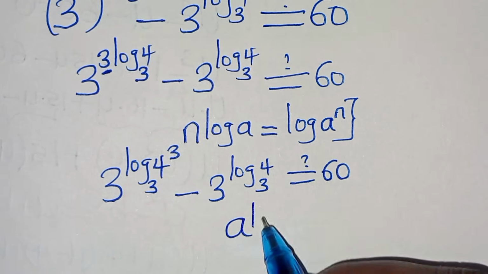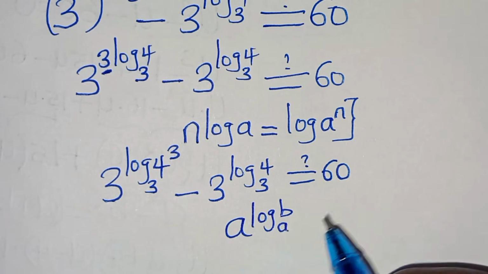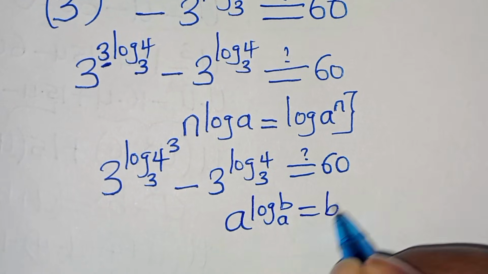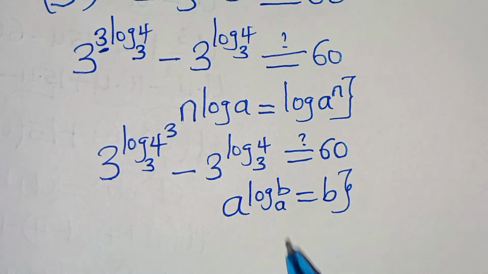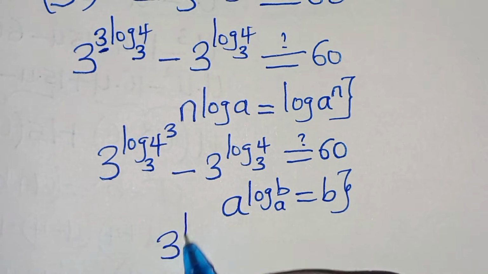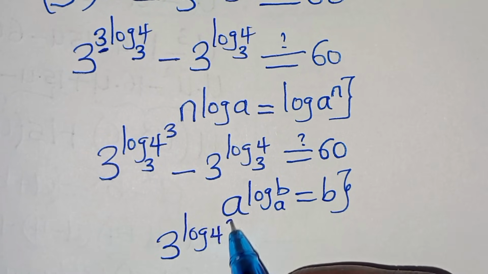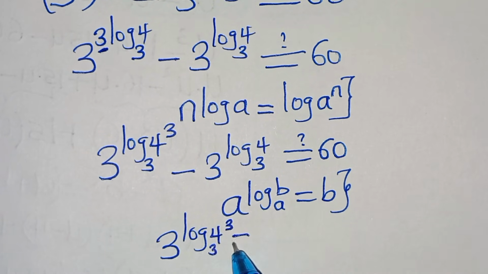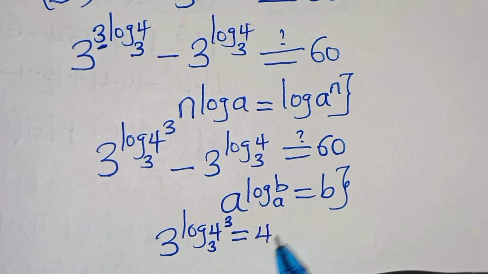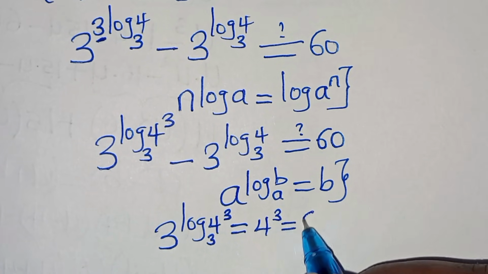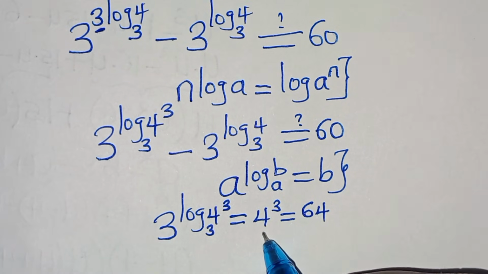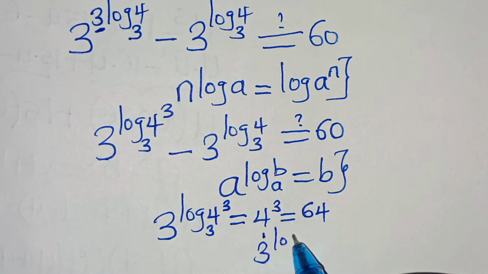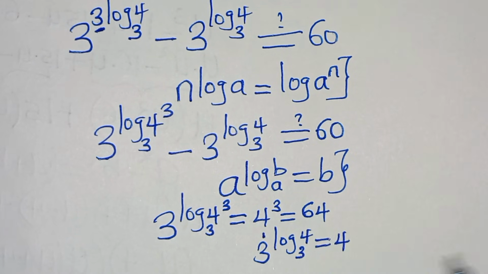Now, 3 to the power of log 4 to base 3 is in the form of a to the power of log b to base a, and this is supposed to give us a value of b. Applying this logarithm property, 3 to the power of log 4 to the power of 3 to base 3 gives us 4 to the power of 3, which is equal to 64. And 3 to the power of log 4 to base 3 should give us a value of 4.